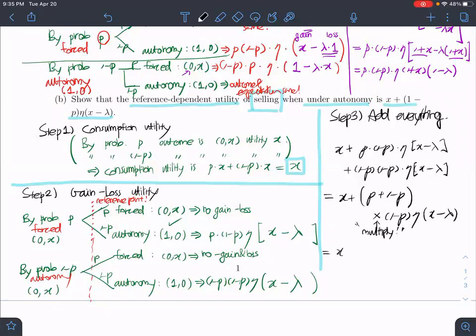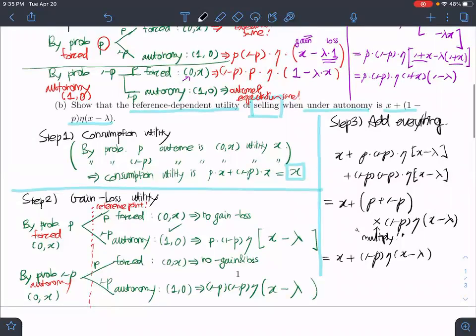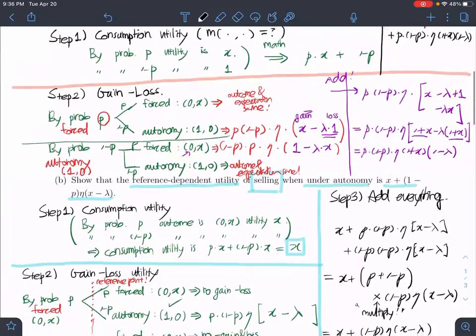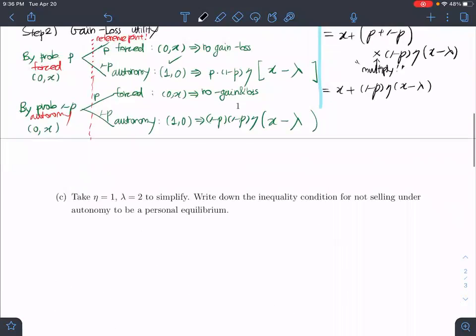All right, so the long story short, the answer is X plus, if I add everything in this blue box, it will be just 1. So I will have (1 minus P) eta (X minus lambda). Does the answer look correct? Okay. Any questions? Okay. So we are done with question A and B. Let me go to question C.